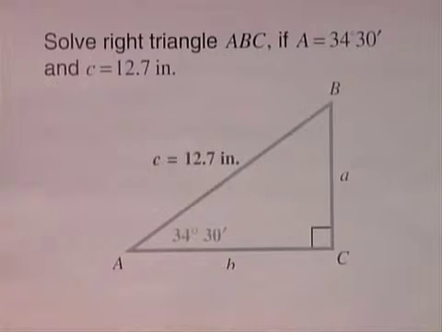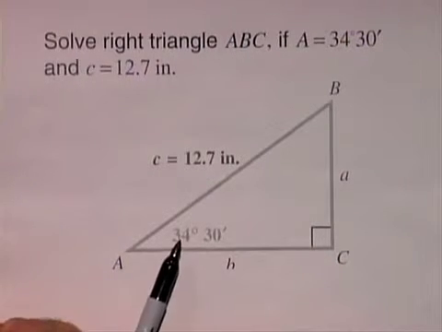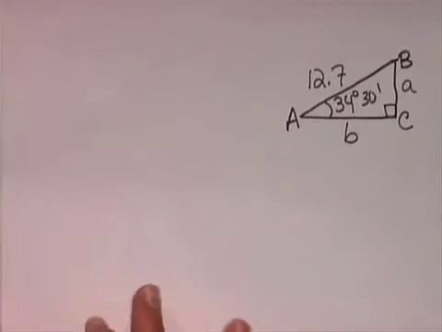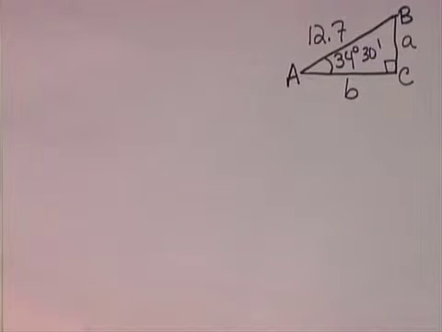In this example, we'll be solving a right triangle given an angle and a side. Solve right triangle ABC if A is equal to 34 degrees 30 minutes and C is equal to 12.7 inches. And you can see we have the right triangle drawn with angle A 34 degrees 30 minutes and side C 12.7 inches. I've recreated that diagram in a smaller scale. And now we're going to use that information.